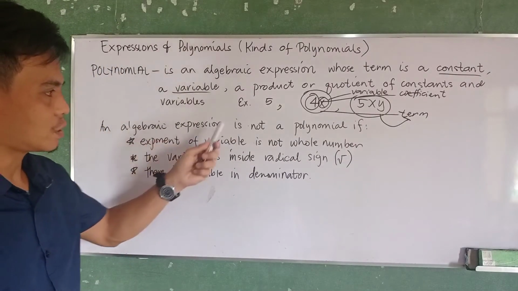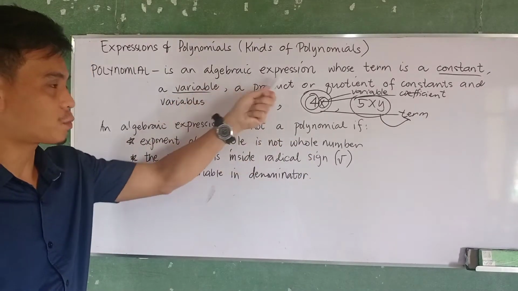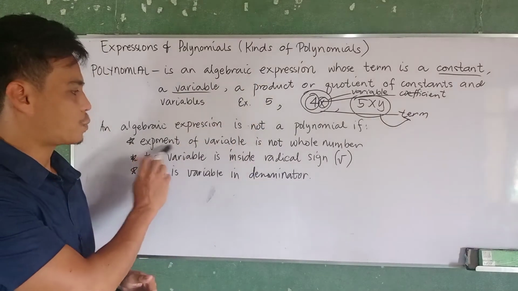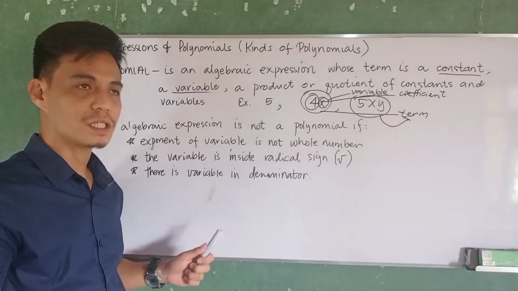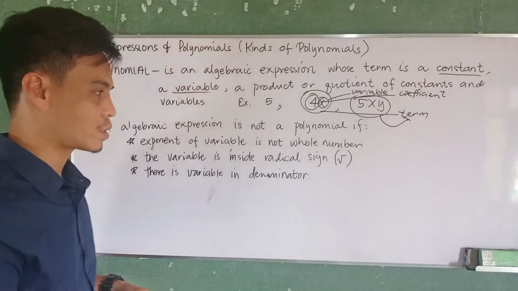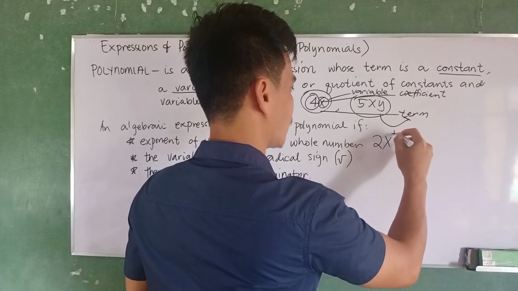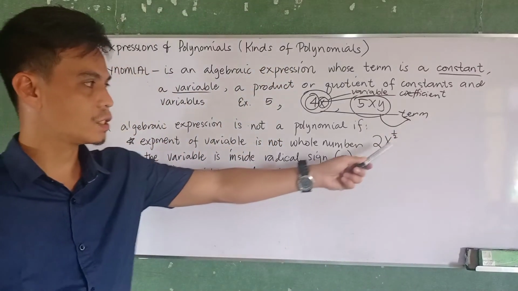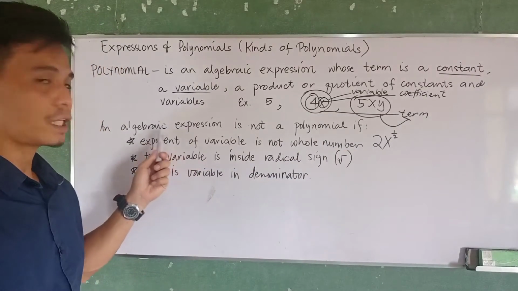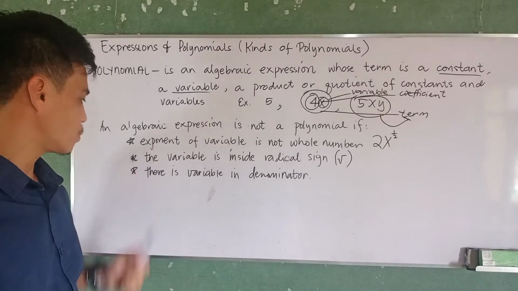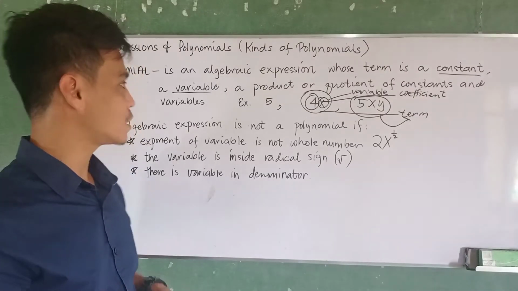An algebraic expression is not a polynomial if, hindi daw polynomial ang isang algebraic expression kapag una, exponent of variable is not a whole number. Yung exponent daw ng variable is hindi siya buong numero. Example, yung ganito, 2x raised to 1/2. Hindi siya buong numero. So therefore, that is not a polynomial. Number 2, the variable is inside the radical sign. Yung variable daw nasa radical sign, hindi siya polynomial.